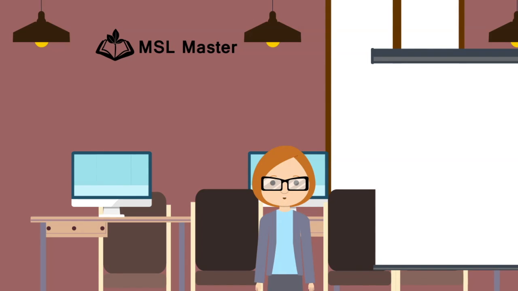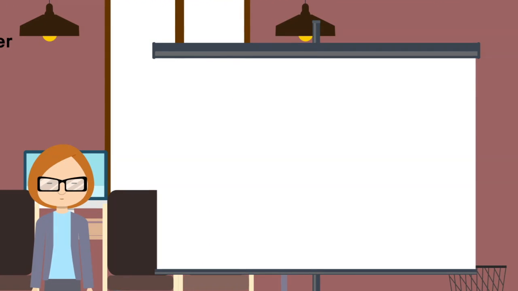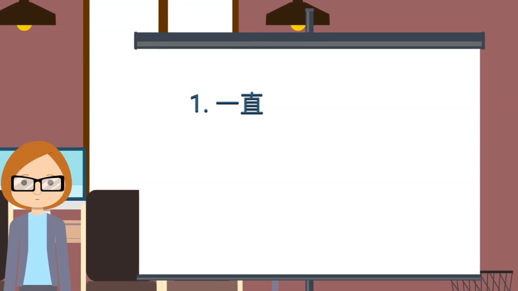Today we'll be focusing on 3 important grammar points. Using them well will be a sure sign of the progress you have made in your Chinese study. The first one is 一直. We had it before in a handy phrase 一直走, such as in this sentence.